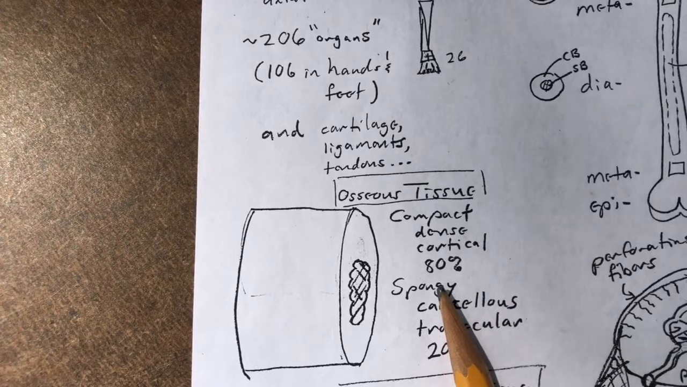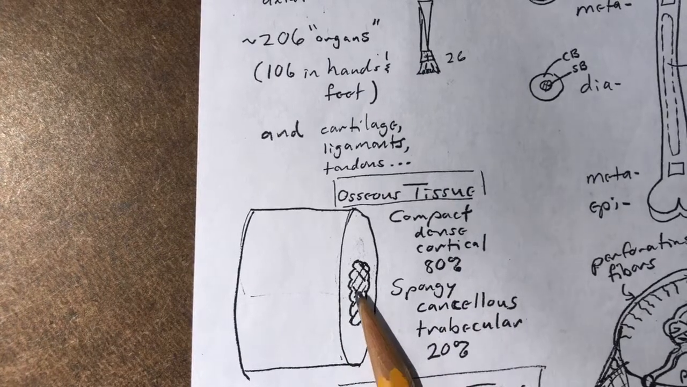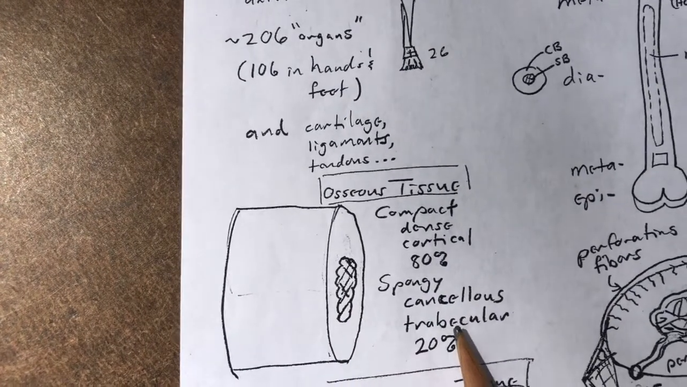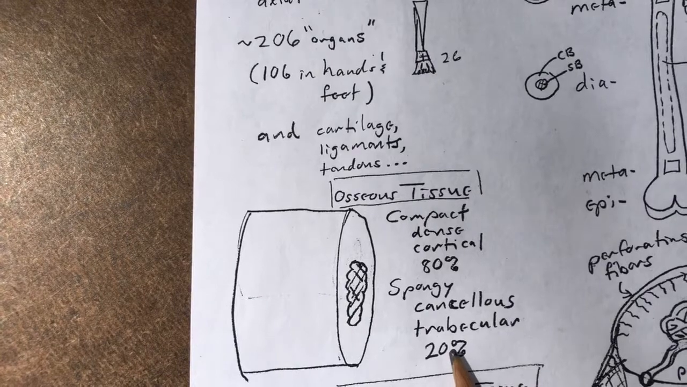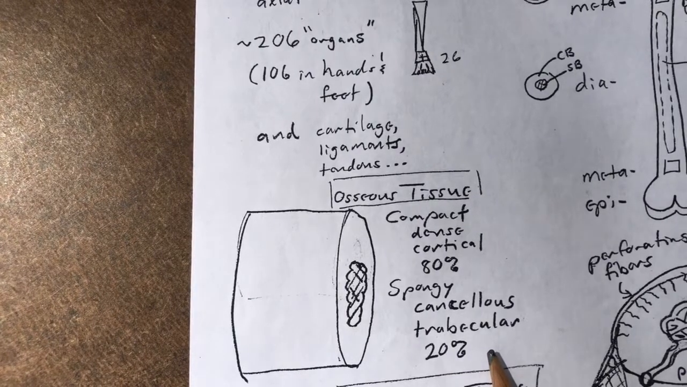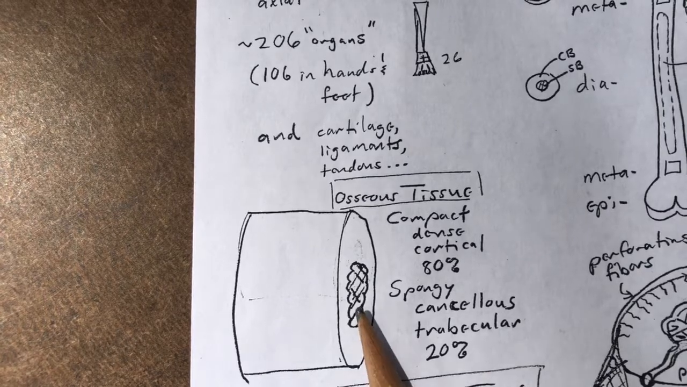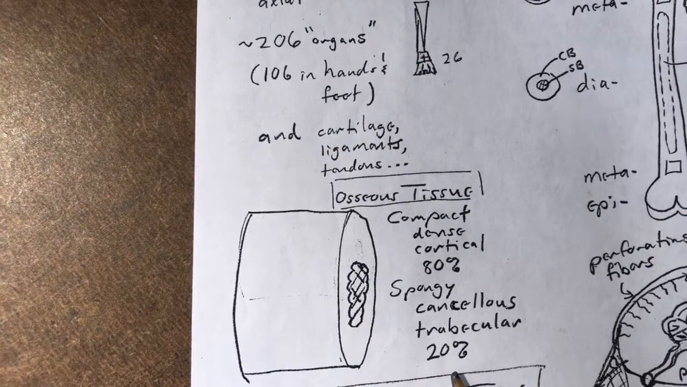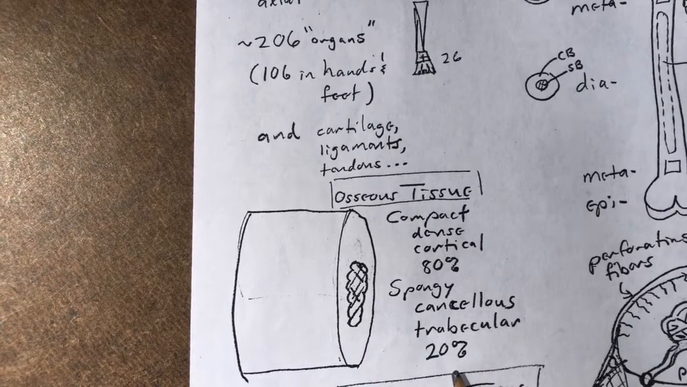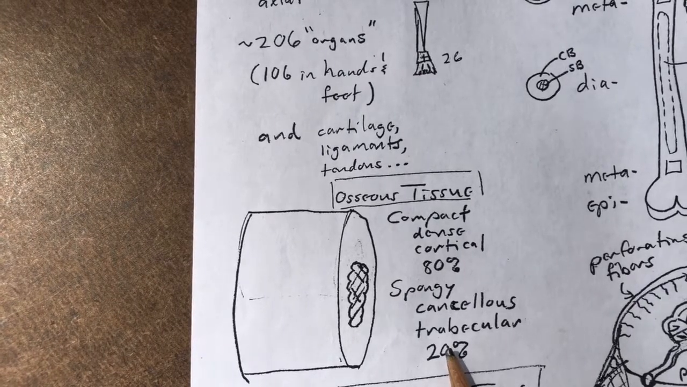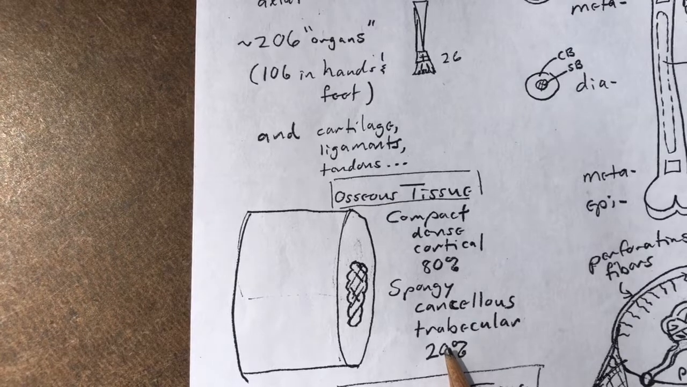Much more detail later on. This region in the middle can be called the spongy bone or the cancellous bone, and the word trabecular is used to represent the pattern of the bone tissue inside this region right here, and it represents about 20% of the mass of the bone. Later we'll come back and reinforce the idea that the word trabecular, coming from the word trabeculae, refers to the pattern, not so much the material, but the pattern.